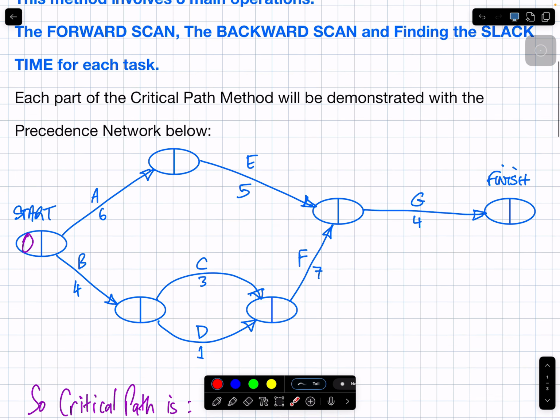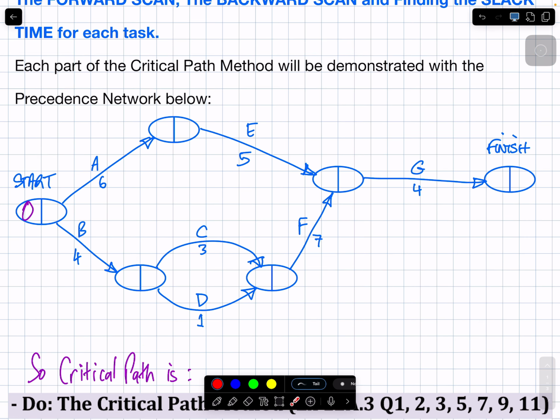So let's do that now. Is there only one way to get to this node? So I add 6 to 0. What would that be? 6. Is there only one way to get to this node? What would I add to 0? Good.